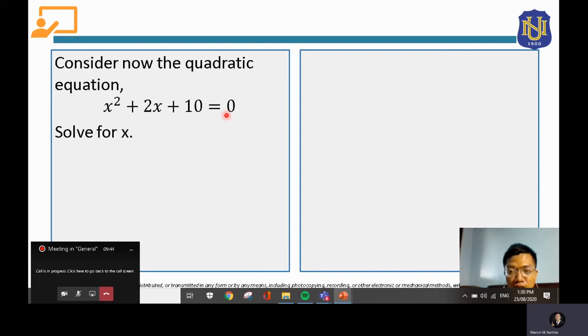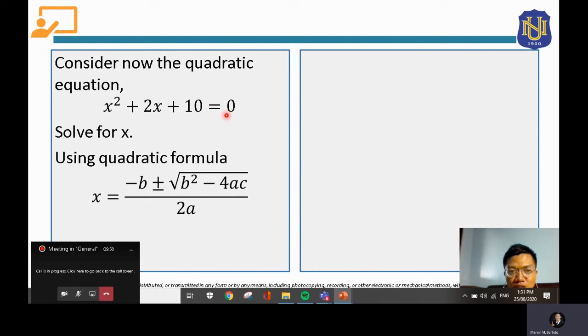We can actually use the quadratic formula. We can also use factoring if this is exact. But if it's not exact, it will be difficult to solve that using factoring. So let us use the quadratic formula instead. If you're going to recall your quadratic formula, that will be x equal to negative b plus or minus square root of b squared minus 4ac over 2a.